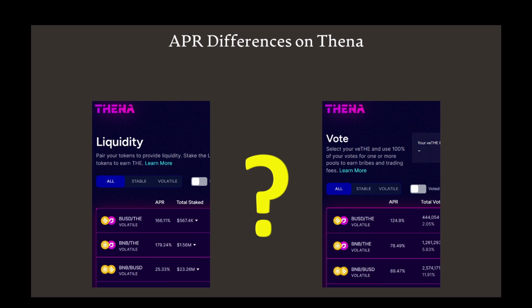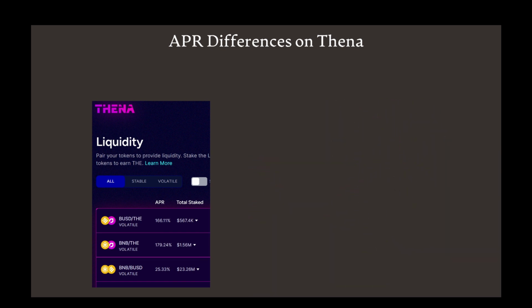Thena is a next-generation liquidity layer on BNB chain. It is designed in such a way to incentivize all the stakeholders to achieve the best outcome for each stakeholder. This is important to understand, as it forms the basis for why there are different APRs listed for the same pair across the Thena website. Let's now go back and look at the liquidity page.